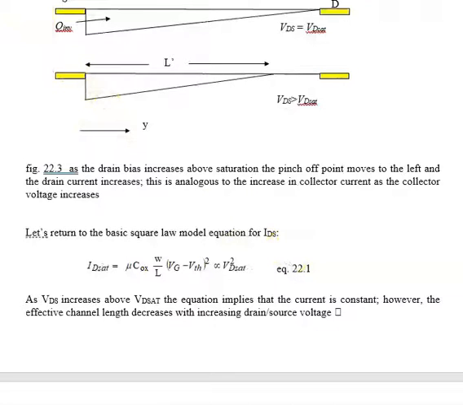And that is manifested in equation 22.1, where this particular equation is written for pinch off right at this point. Pinch off point is right at the drain, so we have the full channel, but as VDS increases, L now becomes a variable. L decreases and ID sat increases.